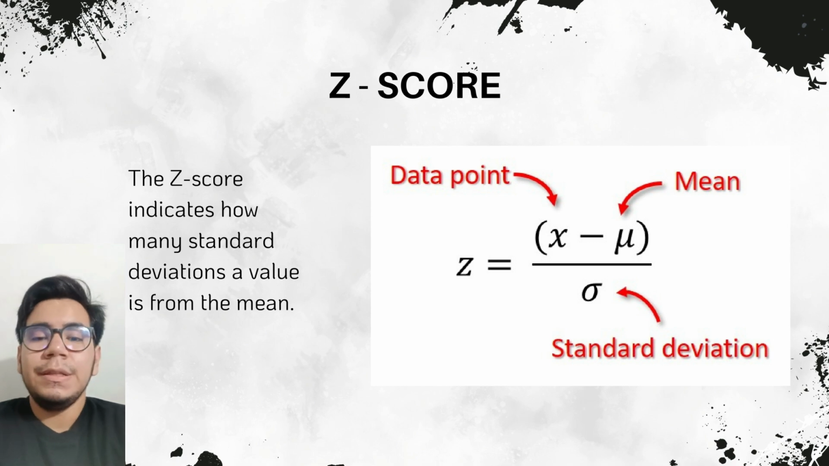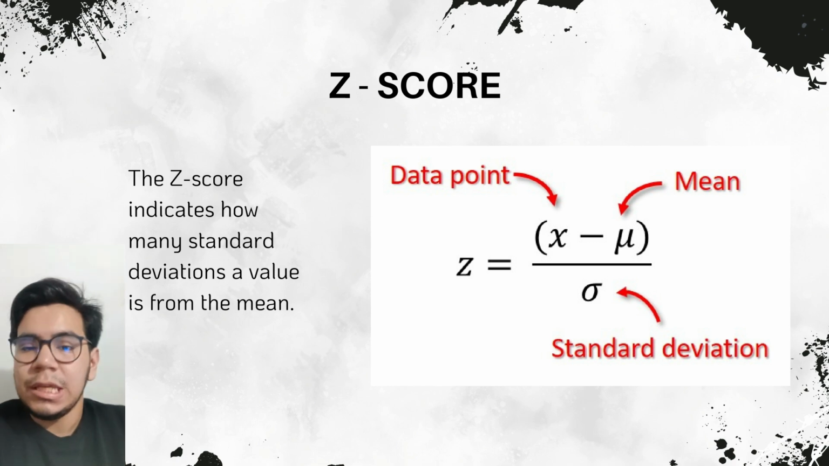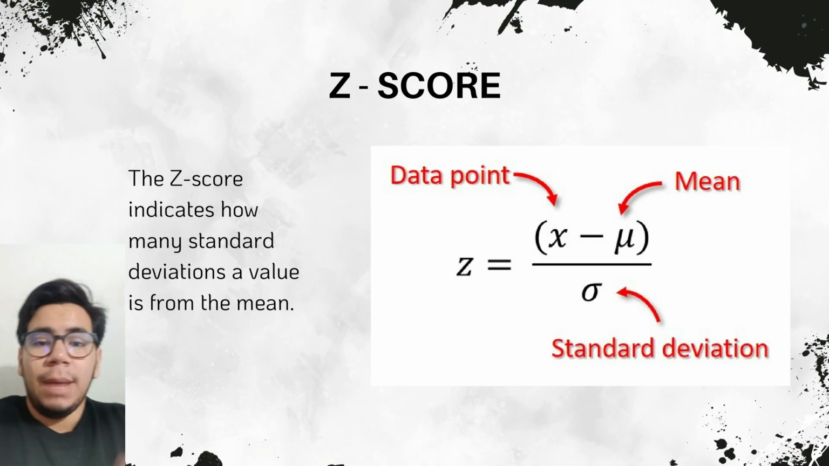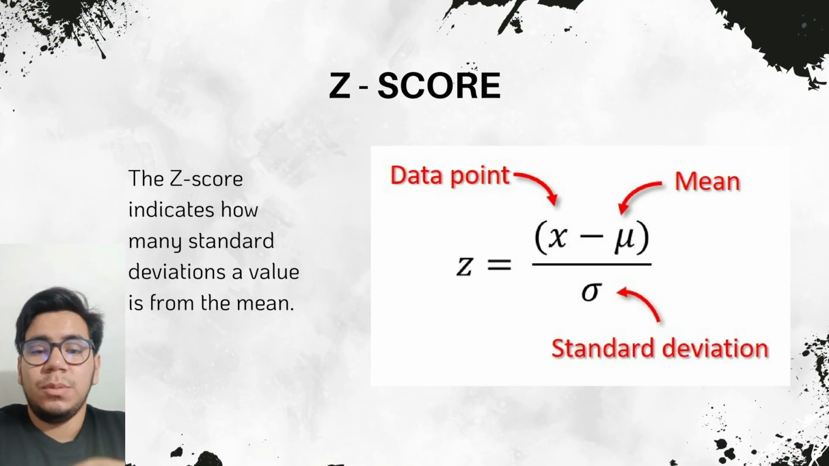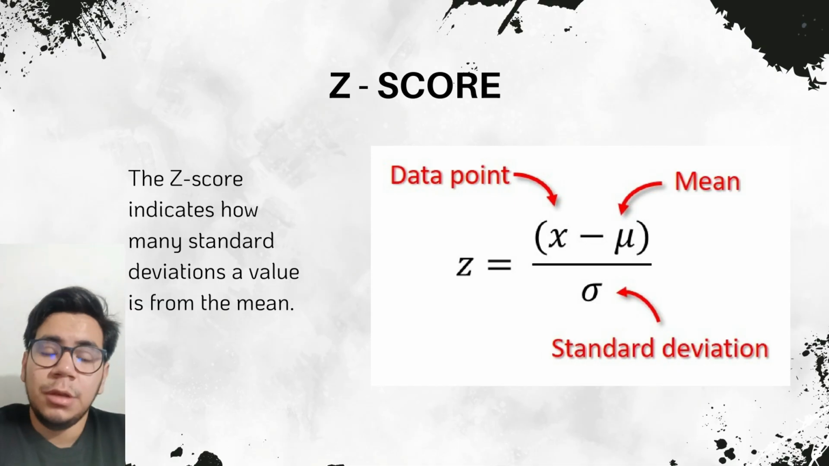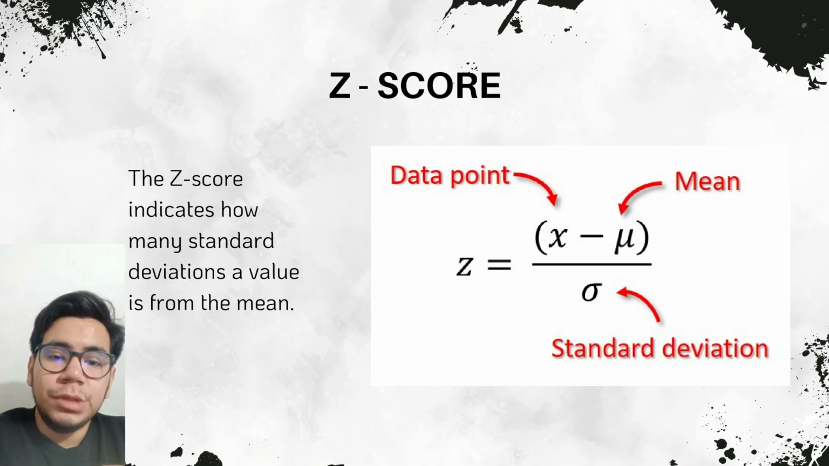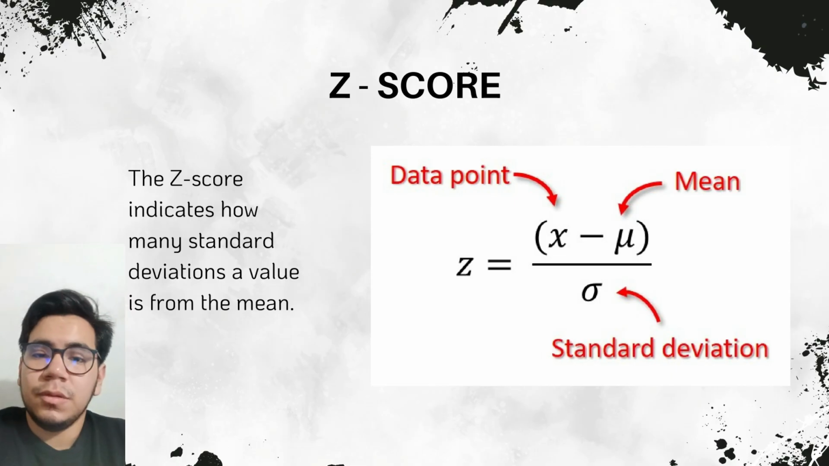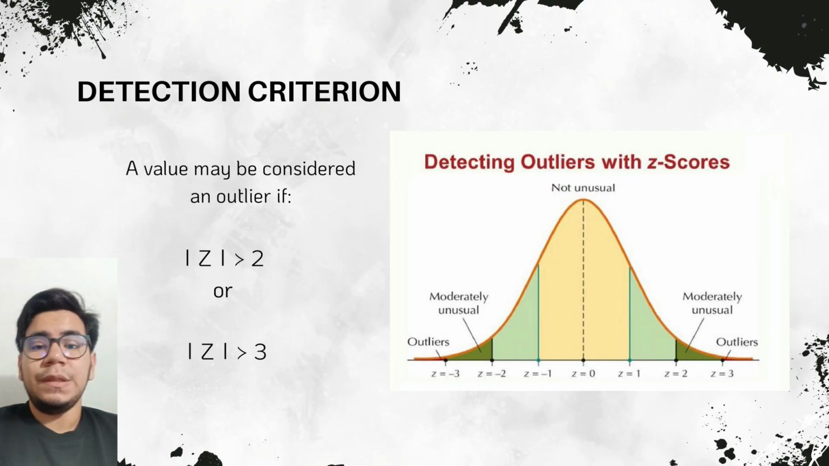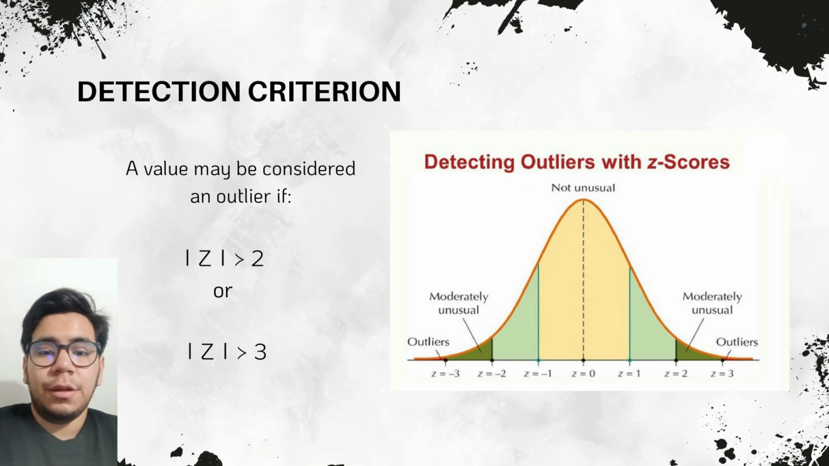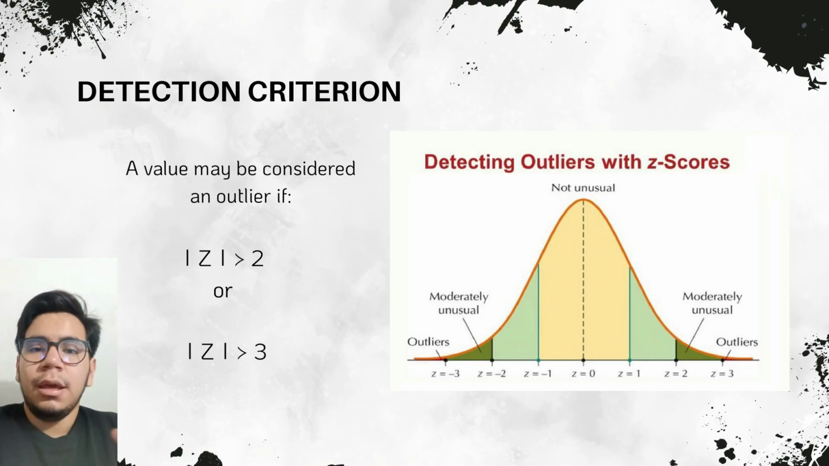The last method is the z-score. The z-score indicates how many standard deviations a value is from the mean and is represented by the next equation. Z equals the data point, or the value, minus the mean, all divided by the standard deviation. That gives us the z-score. With the z-score, a value may be considered an outlier if the z-score is greater than 2 or 3, like k in the standard deviation, a number decided by the data analyst.